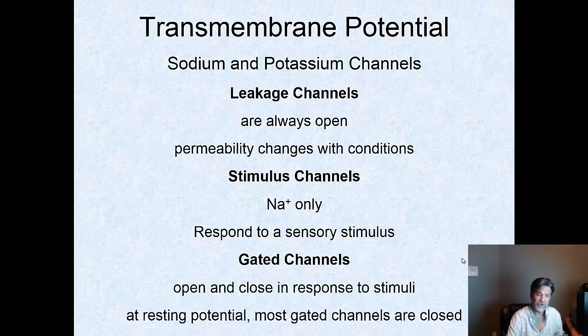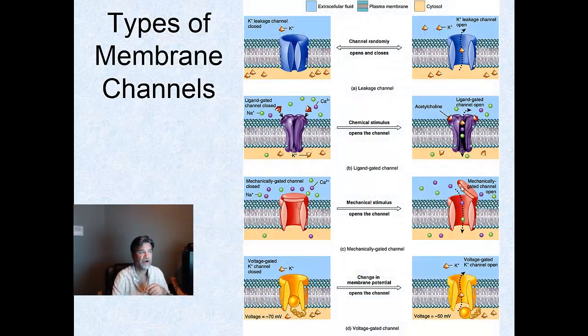Gated channels are a bit different. They're going to respond to specific stimuli. In particular, what we're going to be seeing in this set of processes we're about to cover in the action potential, they'll be voltage gated. In other words, they open or close based on specific voltages in the membrane of the axon. So here they are, potassium leakage channel, what is called a ligand gated channel. A ligand is a chemical, so this is a chemical gated channel.